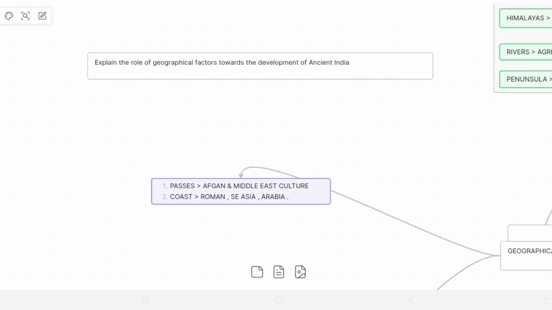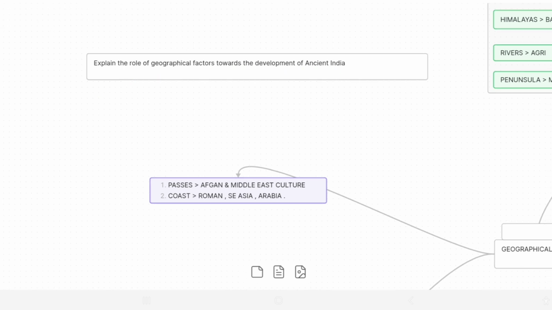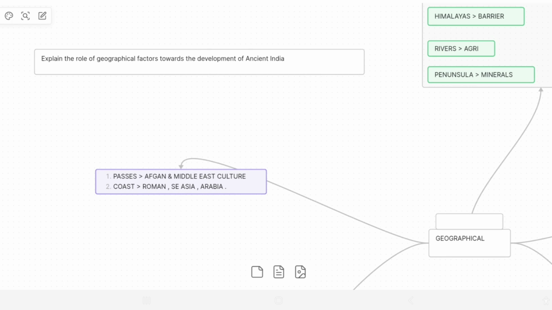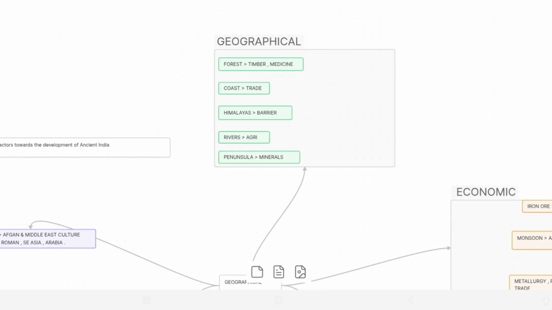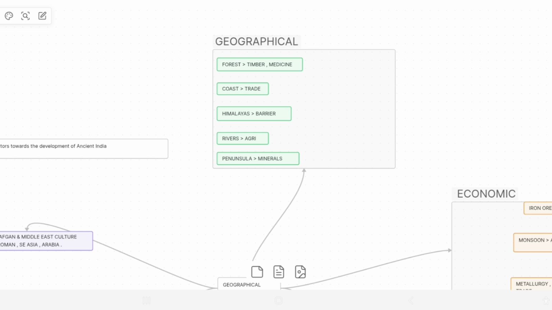So, today's question is, explain the role of geographical factors towards the development of ancient India. So, how do we decide that geopolitical approach is the right fit for this? The question asks about geographical factors and their roles. Geography touches multiple aspects of ancient India's trade, economy, culture, polity, and more. To comprehensively address this, the geopolitical approach helps us brainstorm across various dimensions. Let's break it down step by step.